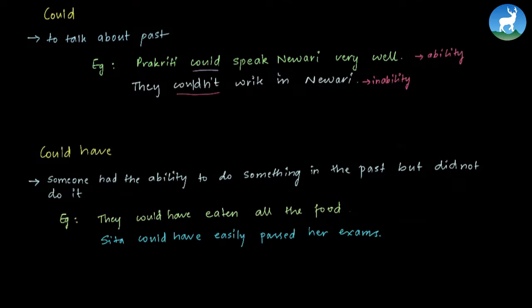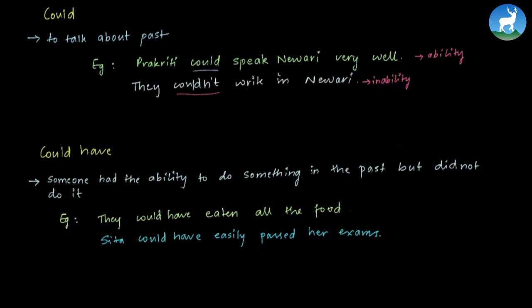Now we're going through could have. Could have is generally used to show that someone had the ability to do something in the past, but they did not do it. They did not utilize their knowledge to do something, but they were capable of doing that. However, they didn't use it. So for example, they could have eaten all the food. Sita could have easily passed her exams, but it didn't happen. Sita didn't pass her exam, but she could have easily done that. They could have eaten all the food.